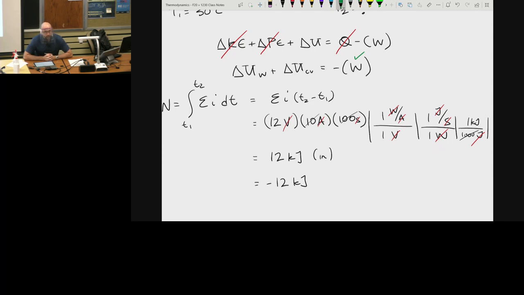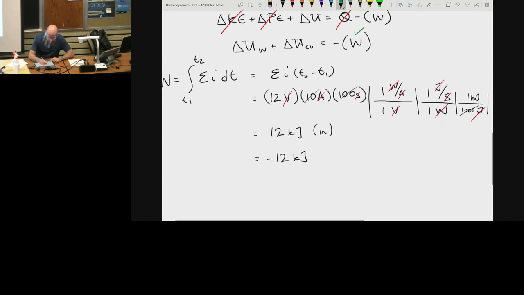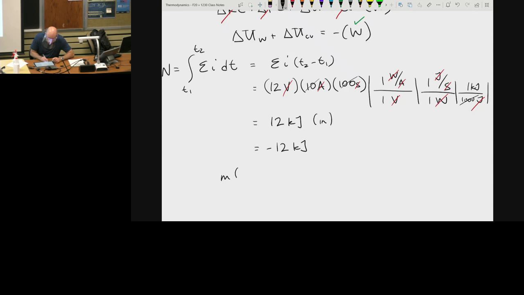Now I have to look at my change in internal energy for my water and my change in internal energy for my copper. I think this equation should be the following: mass of the water times U2 minus U1 of the water, plus mass of the copper times U2 minus U1 of the copper, is going to equal, here is a negative, 12 kilojoules.